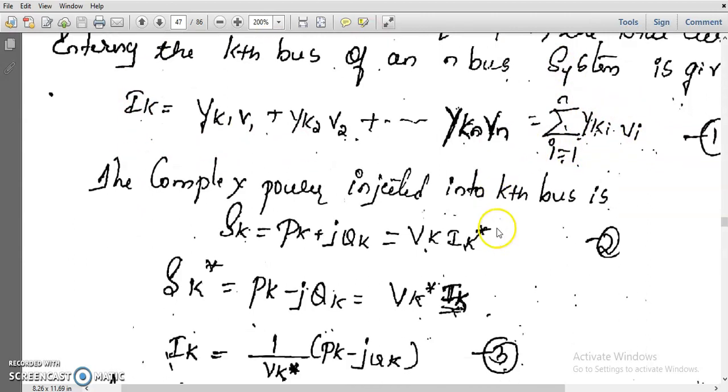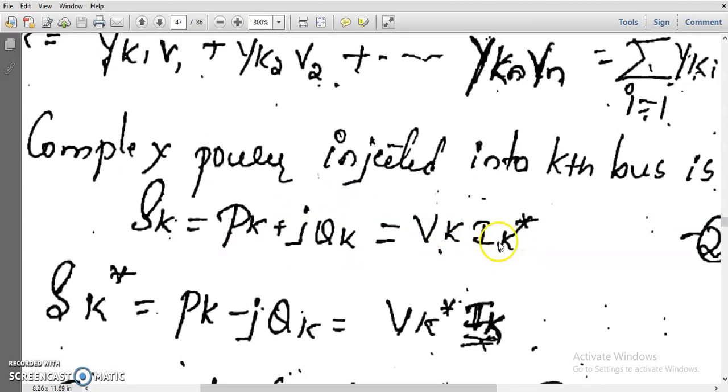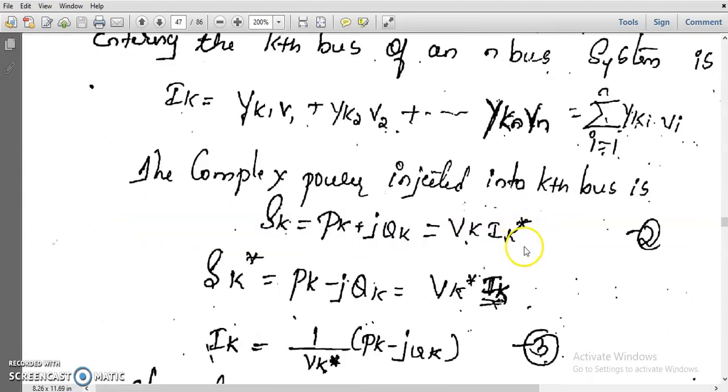Now I will take the complex bus power. The total power is S equals P plus jQ, the real and reactive power, so S is the complex power. For the kth bus, Sk equals Pk plus jQk. Generally, power is written as V into I, where for the current I take the complex conjugate, Ik star.